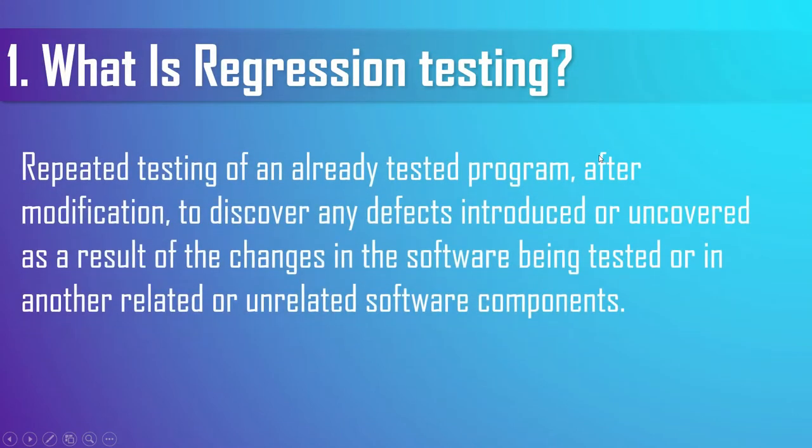Retesting an already tested program after modification to detect any defects introduced or revealed as a result of changes in the software under test or in other related or unrelated software components. Simply put, we perform regression testing by rerunning tests against a modified application to evaluate whether the modified code breaks something that worked before. Whenever we modify an application, we should do regression testing.